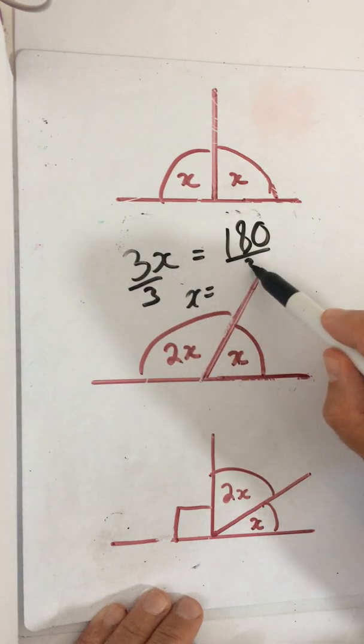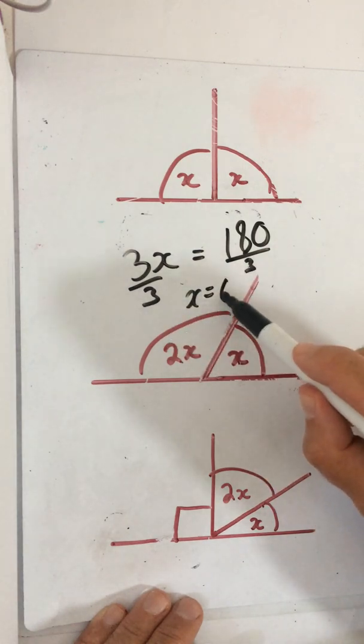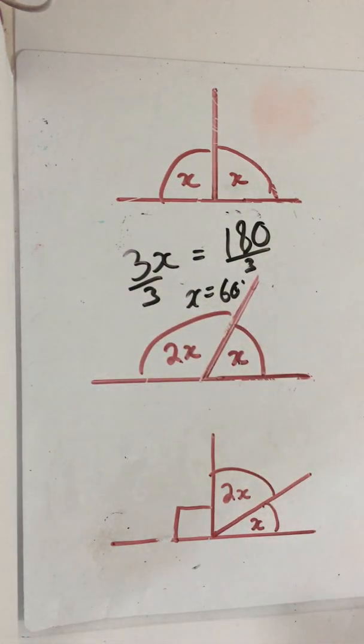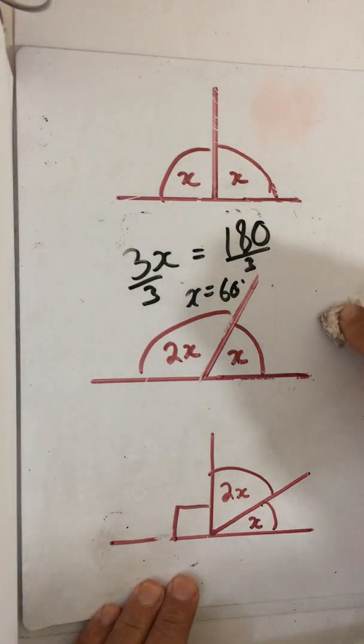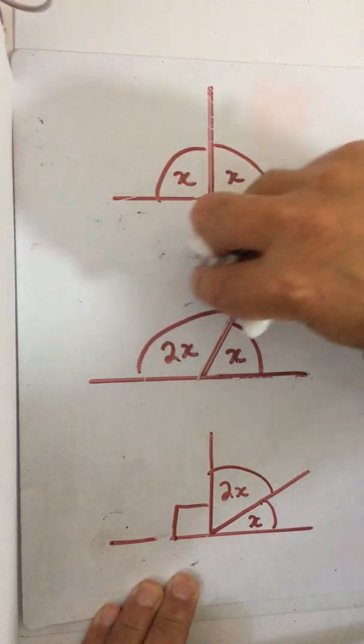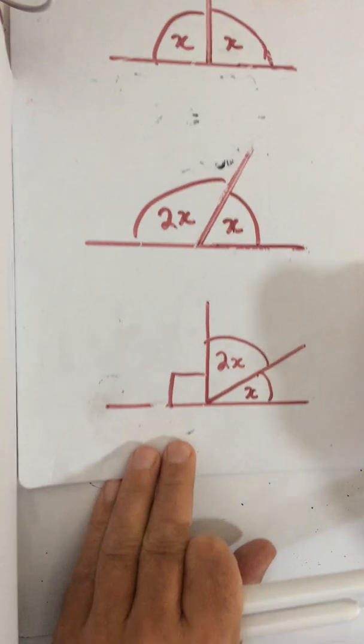And we're going to divide that by 3 because it's the balanced method. X is 60 degrees. Okay. Let's have a little look at the next question, please. So look at the next one.